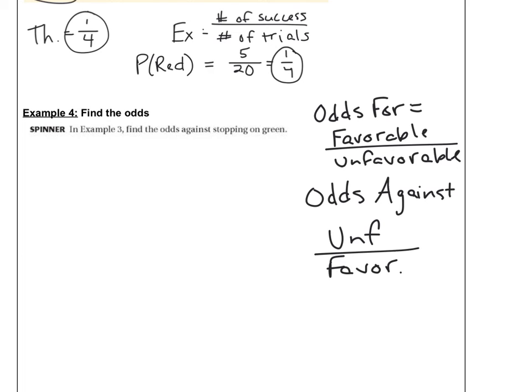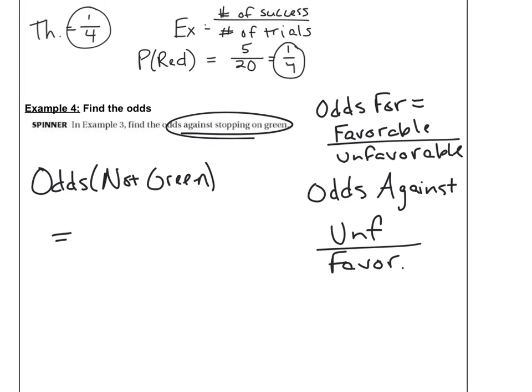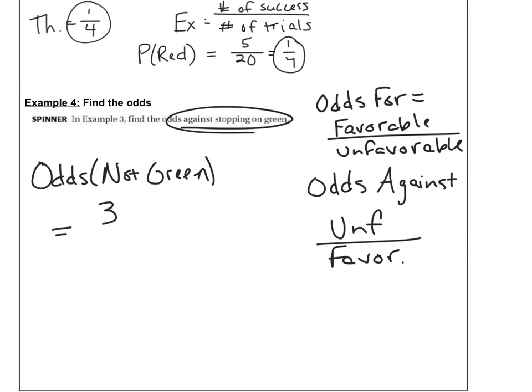So we want to know the odds against stopping on green. So the odds of not green. How many unfavorable outcomes do we have? Up there in that picture we have 3 that are not green. And we only have 1 that is green. So the odds would be 3 over 1, 3 colon 1, or a lot of times you'll hear people say the odds are 3 to 1.